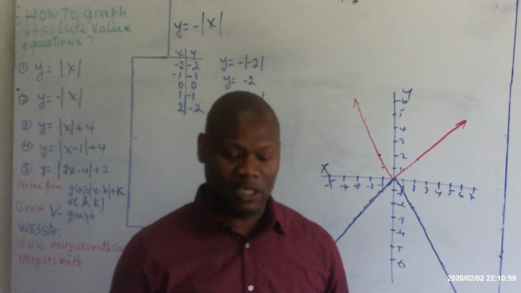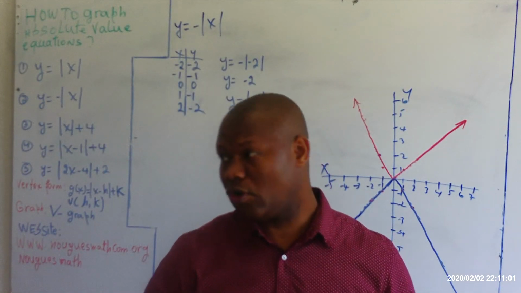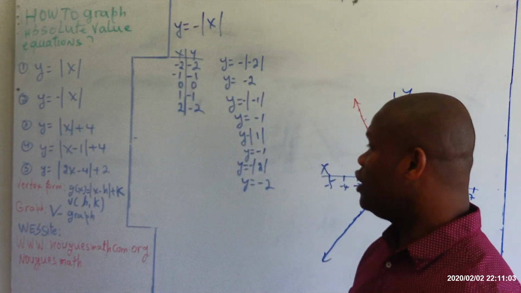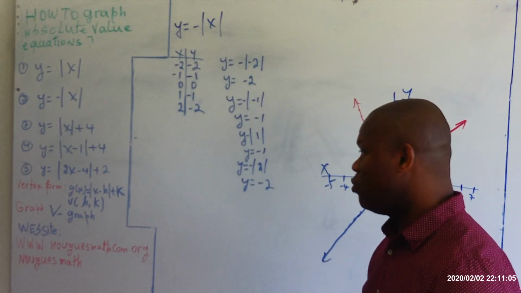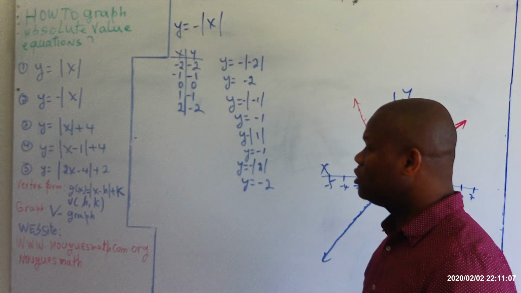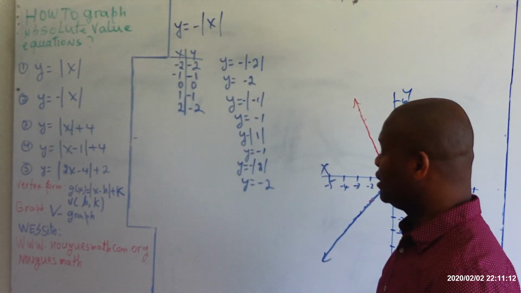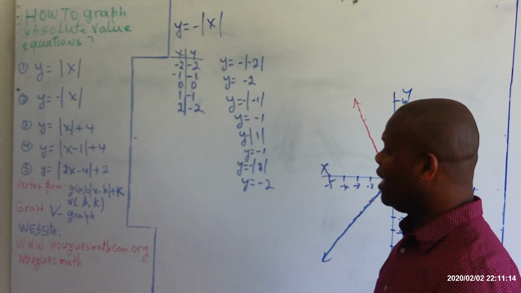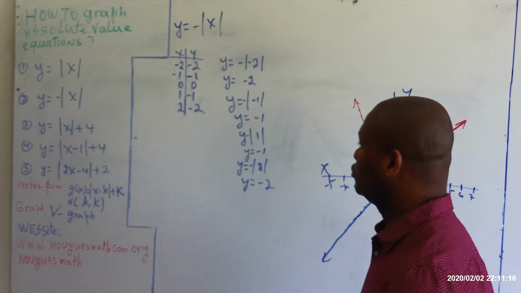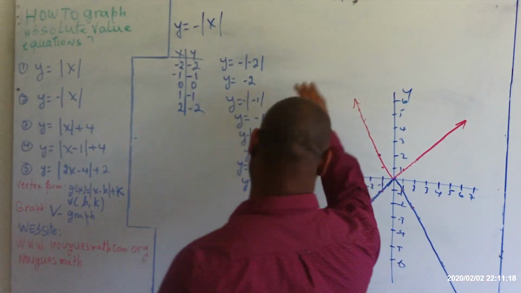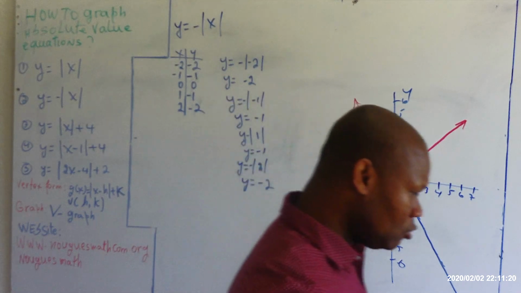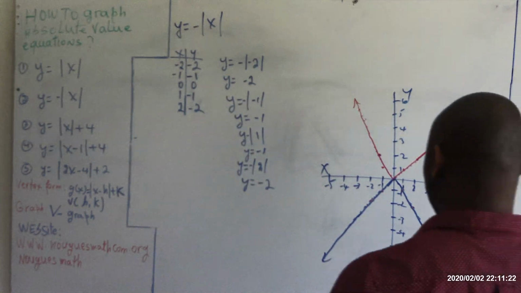You can use a table. I'm going to show you other functions where you don't need a table. I'm going to show you just using the vertex form to graph all of them. Very nice. I'll give you a test about how to use the table of values to graph an absolute value equation. You see the nice graph I have.